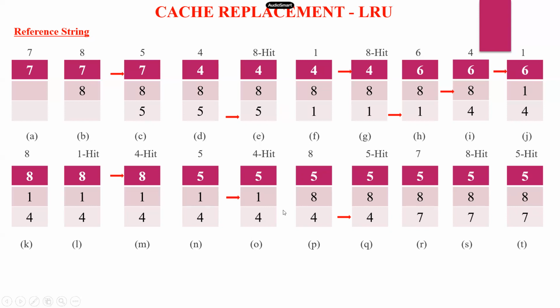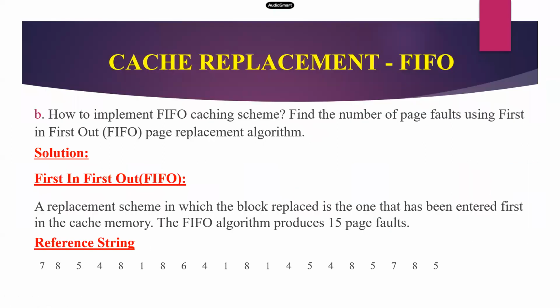The next one, the same data with the help of FIFO algorithm, first in, first out, a replacement scheme in which the block replaced is the one that entered the cache memory first. So which one is entered first, that will be removed first. That is called the first in, first out algorithm. The FIFO algorithm produced 15 page faults. So we will check how it produces 15 page faults.